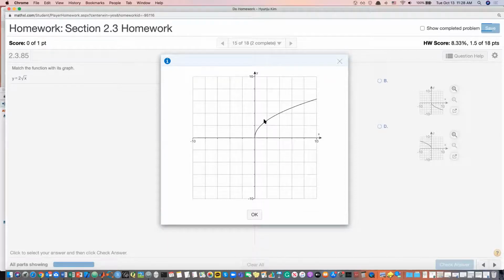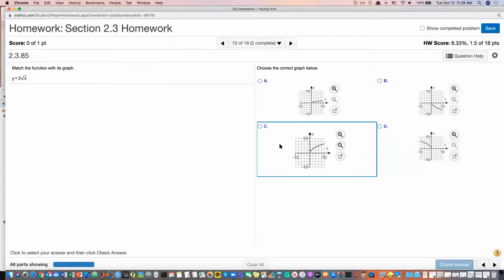I know it just looks like 3, but I think C is the best. The graph in C describes 2 times square root of x best. So C must be the answer.